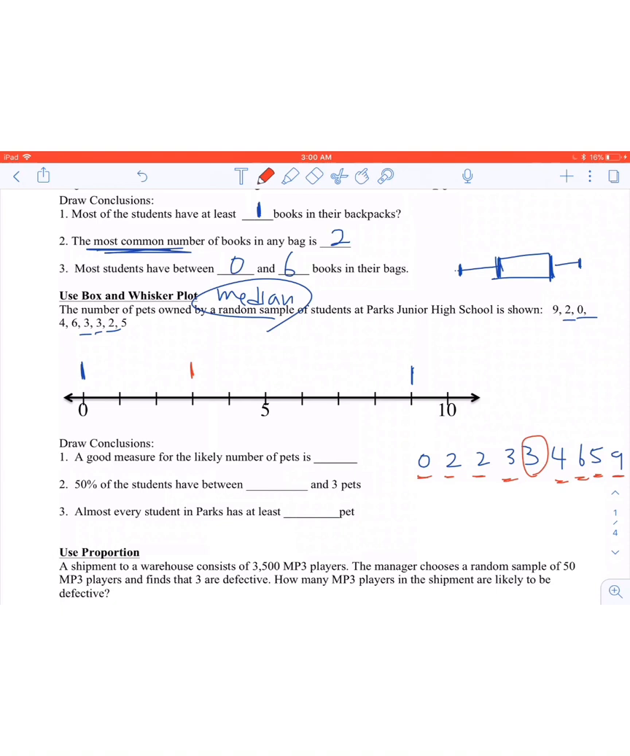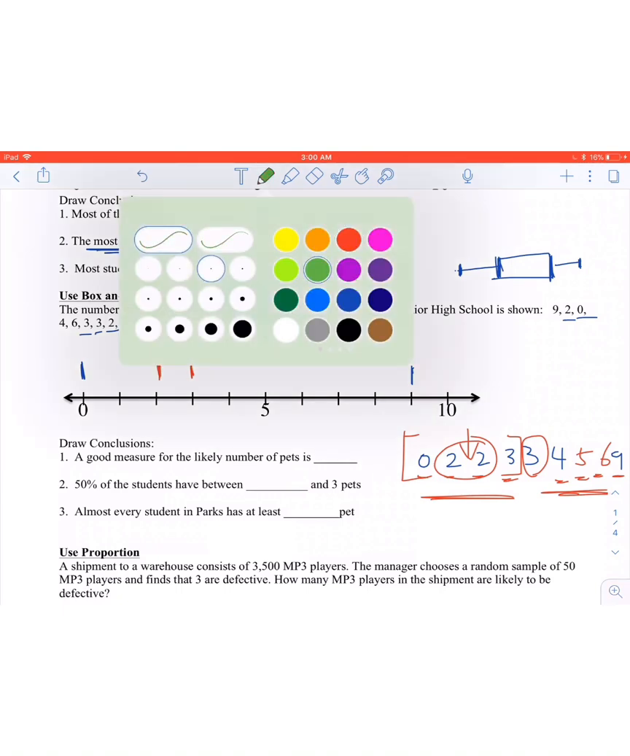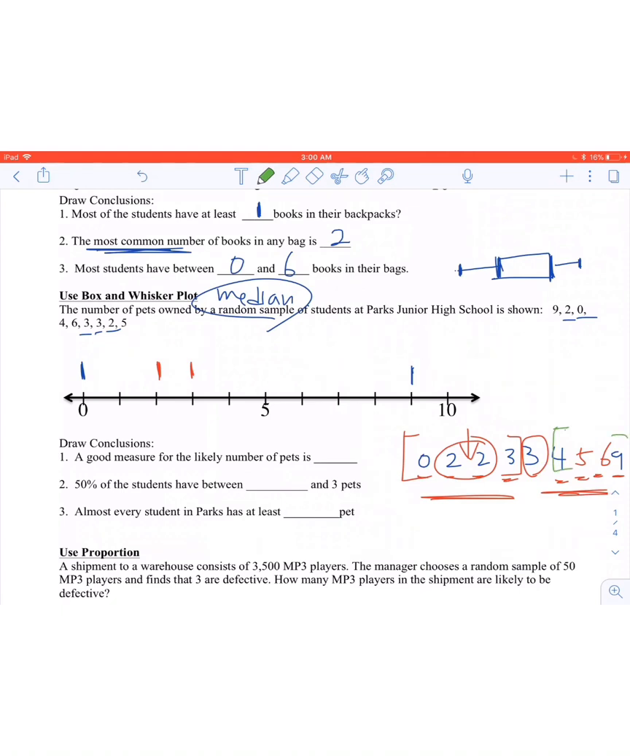We also need to find the median of the lower and upper lists. From 0 to 3, where's the middle? The middle is 2. We'll draw another line at 2. Between 4 and 9, the middle is 5 and 6. Between 5 and 6 is 5.5. So we're going to draw a line at 5.5.